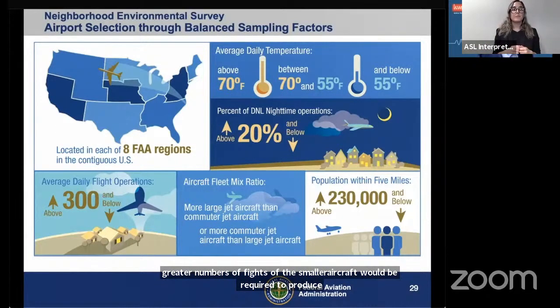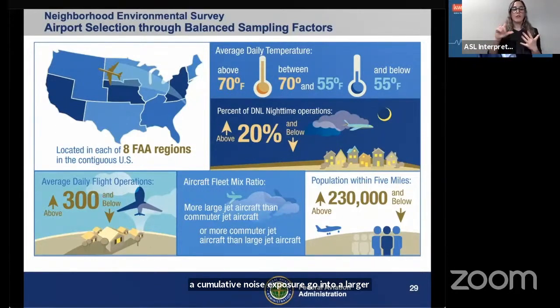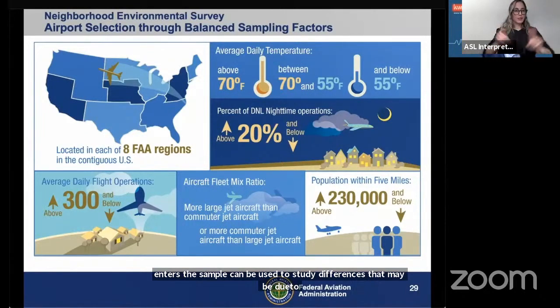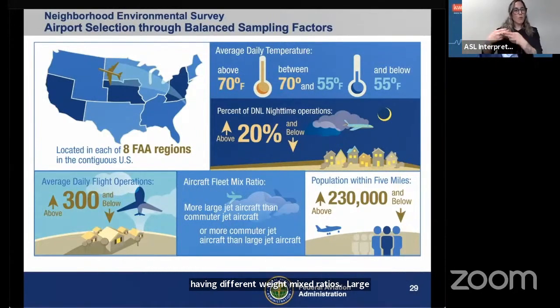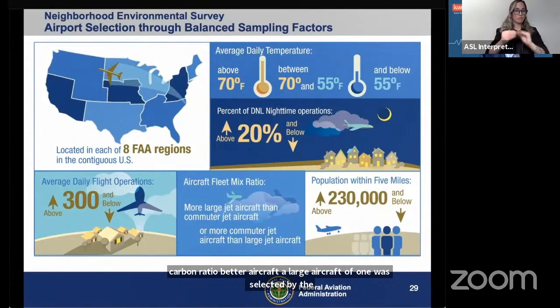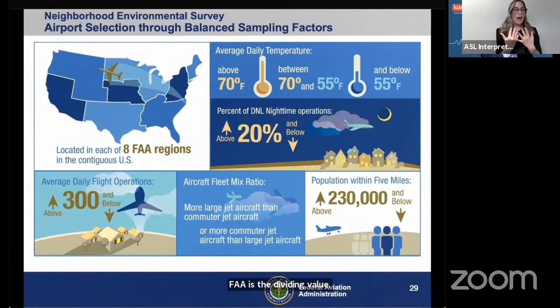The fifth balancing factor of fleet mix ratio ensures the sample can be used to study differences that might be due to having different fleet mix ratios. Large jet aircraft were jet-powered aircraft weighing more than 41,000 pounds. A ratio of other aircraft to large aircraft of 1 was selected by the FAA as the dividing value. Operational data for factors 4 and 5 came from the FAA's Enhanced Traffic Management System for 2011.